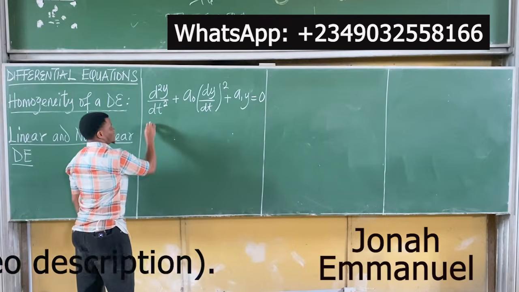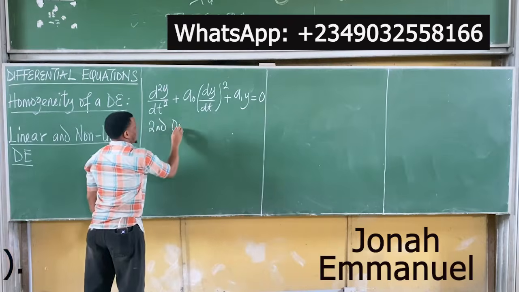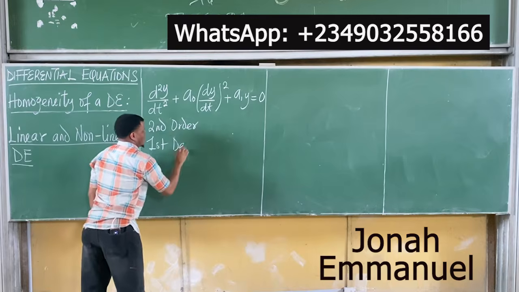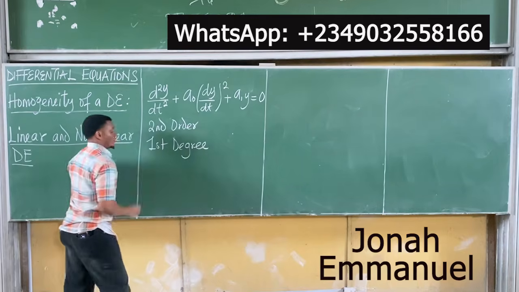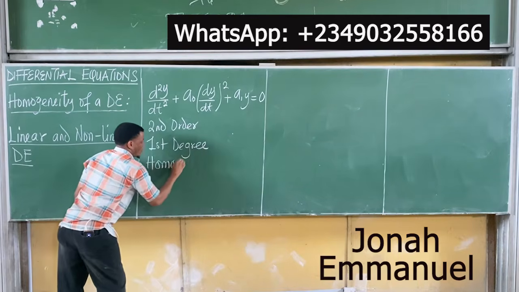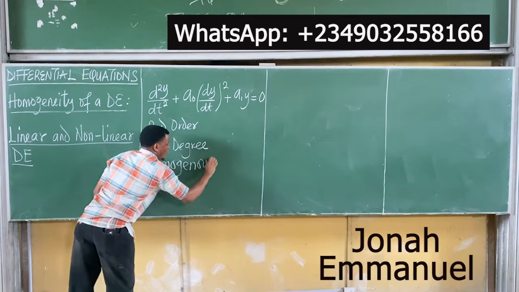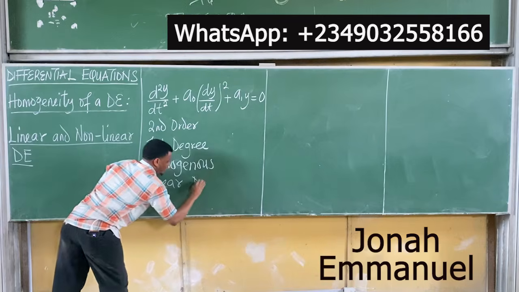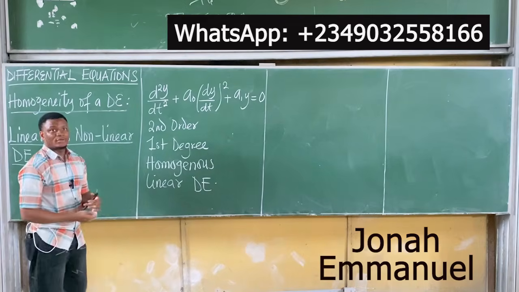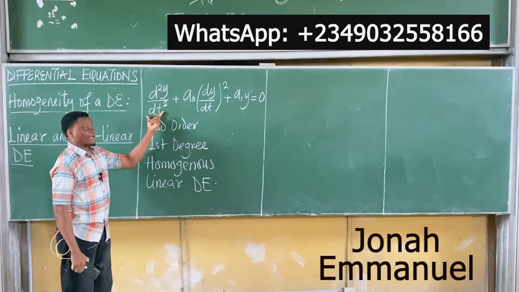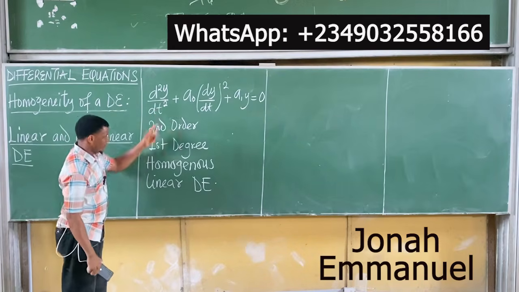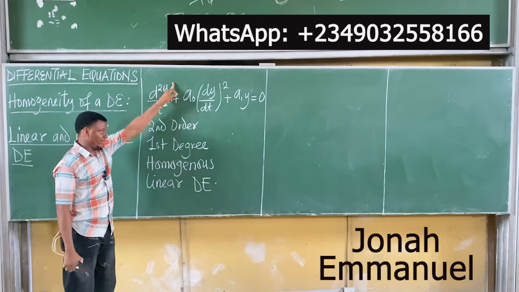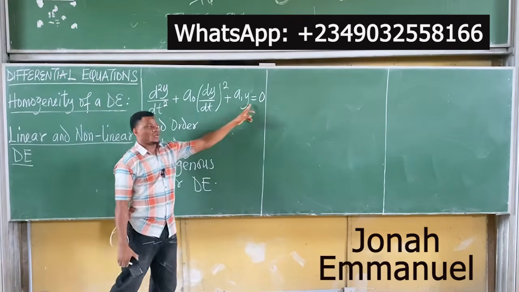It's a second order, first degree, homogeneous linear differential equation. True or false? True. First things first, it's second order. Okay? First degree, this one equals power 1. Yes, it's first degree. Homogeneous, of course, equated to 0.